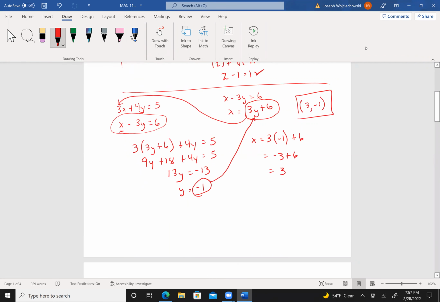So then we go to start here. I have 3 times 3 plus 4 times -1, and does this equal 5? Well, this is 9, this is -4, and it works for that one. Then I plug it into this equation. So I have 3 minus 3 times -1, and does that equal 6? Well, this is 3 minus 3 times -1 is plus 3, and that is true. So my answer is correct.